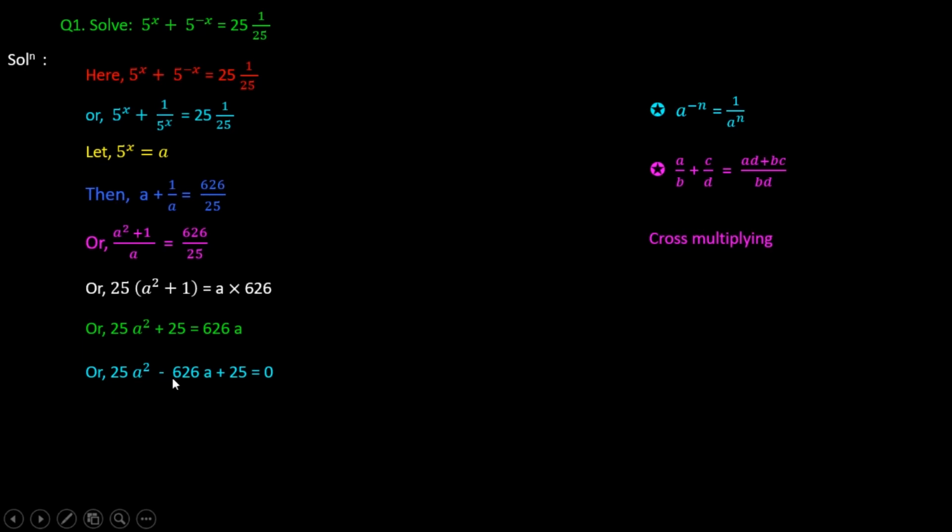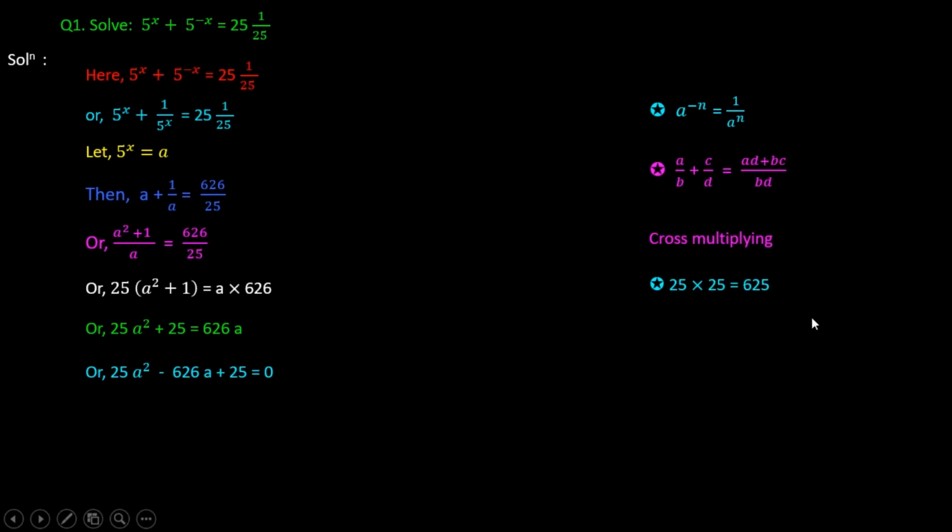This is the first term, this is the second term, this is the third term. This is the x square term, this is the x term, and this is the constant part, like ax square plus bx plus c equal to 0 is the quadratic equation. So multiply 25 and 25, it becomes 625. Now what you have to do is factorize this 625.